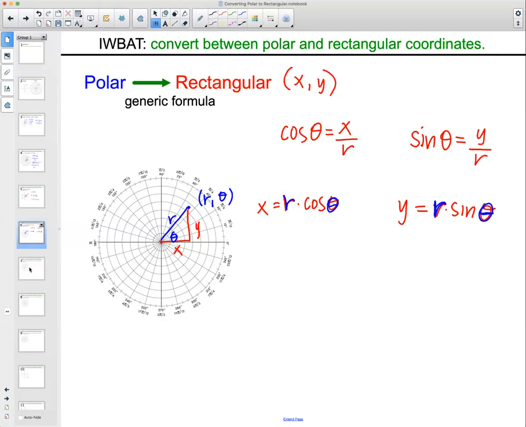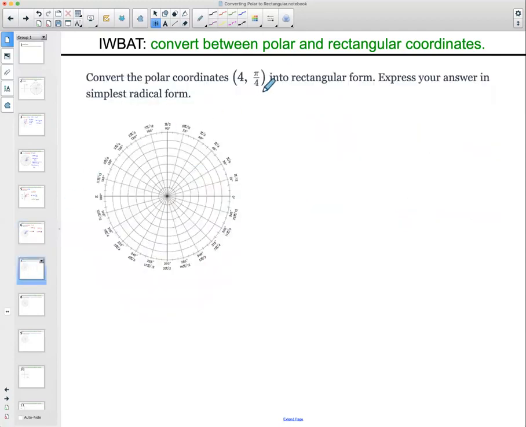So let's take a look at a couple of examples. In your Delta Math, it's going to ask you for simplest radical form, which means you're going to have to use the unit circle. So go ahead and pull one up on your computer or pull out your notebook that has it. Let's plot this one just so we can look at it. So 1, 2, 3, 4 on the angle pi over 4. So this is your r and your theta.